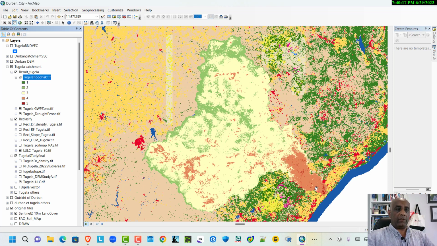Tugela is a very big catchment with a dense drainage density. So this is the area where the rangeland occurs. The greens are mountainous, you see. In the mountain, no flooding.